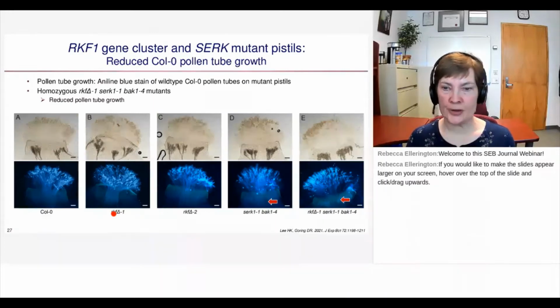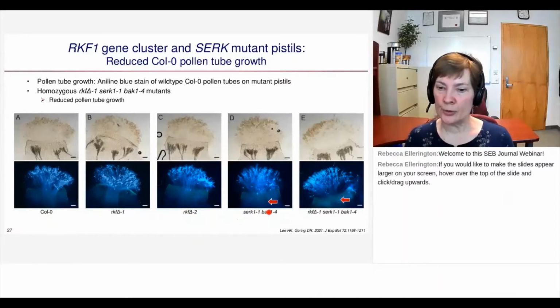All right, so here's a set of aniline blue stains to look at pollen tube growth. The top row are bright field images where you can see all the pollen grains contacting the stigma. And the bottom row are the aniline blue stains, so you can see all these pollen tubes growing down the stigma and into the style. We see the same image for RKF delta and RKF delta 2. So these pistils are supporting wild type levels of pollen tube growth when we've got Columbia pollen on these pistils.